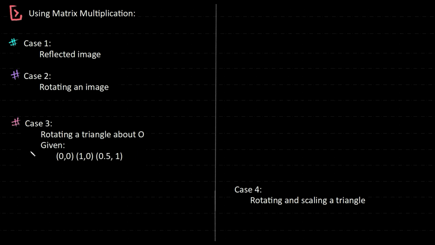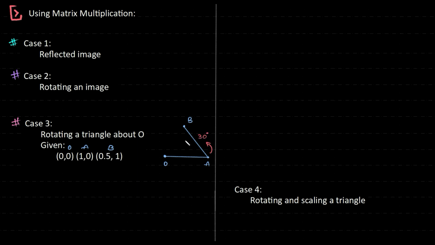Rotating a triangle about the origin. So we have the triangle coordinates to be O, A and B. So basically we have the origin, then A is over here, for example, while B will be over here. So basically these are our coordinates O, A and B. So let's rotate this in anti-clockwise direction by an angle of 30 degrees.